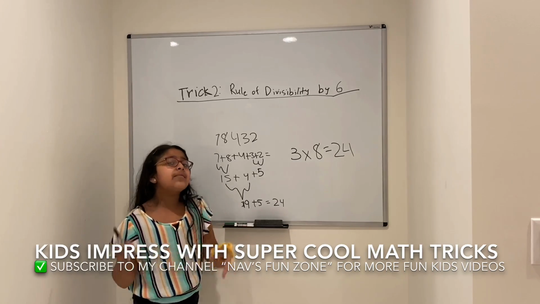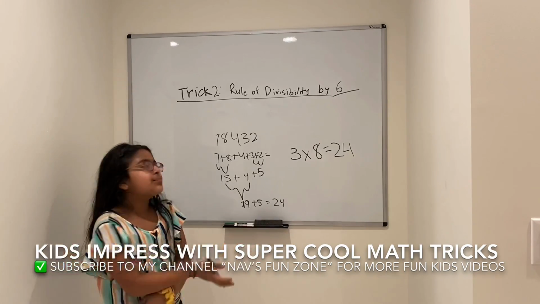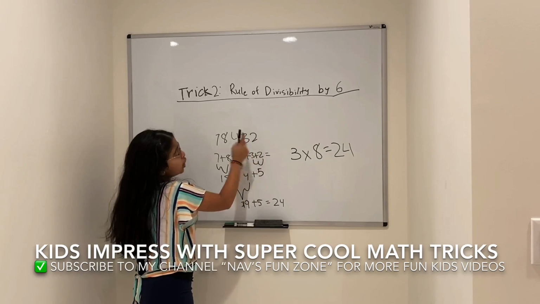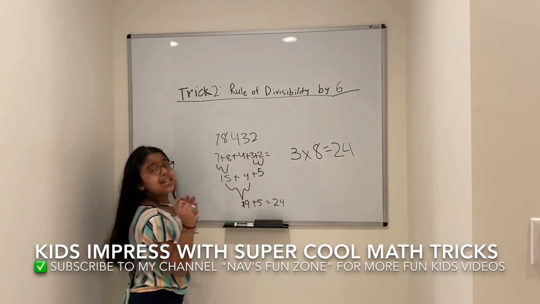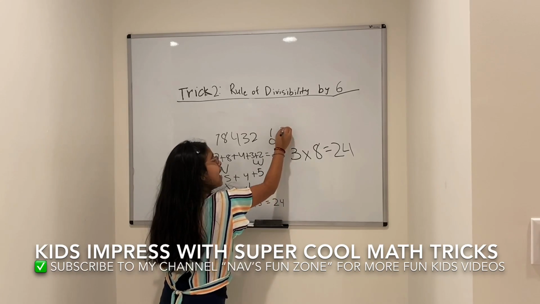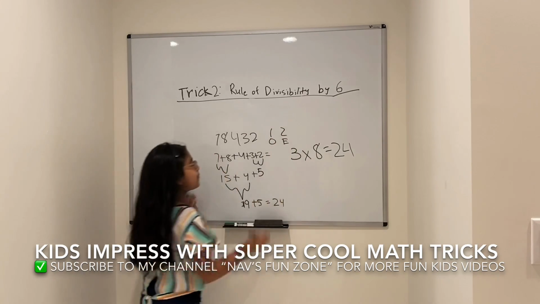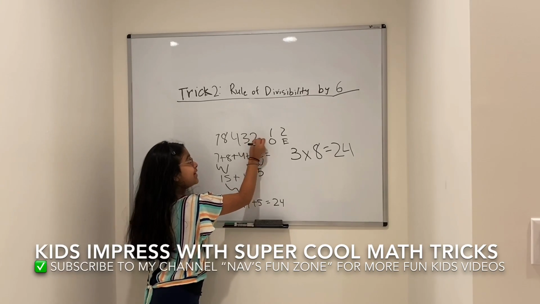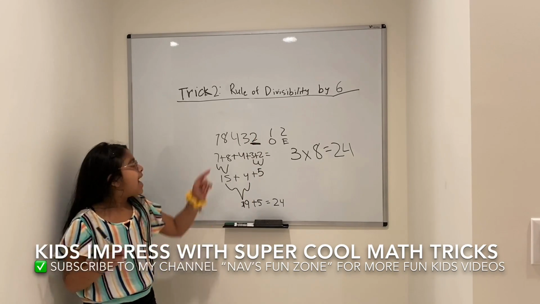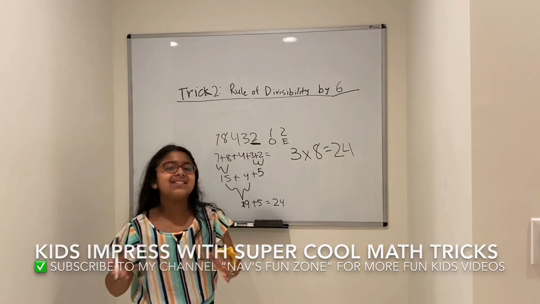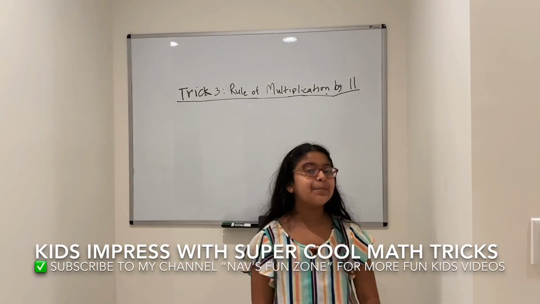But how do we know if it's divisible by 6? That's right. You have to find out if the last digit, or the ones digit, is an even number. So 1 is an odd number and 2 is an even number. So, as you know, 2 is an even number, and that means that 78,432 is divisible by 6. So let's move on to trick number 3.